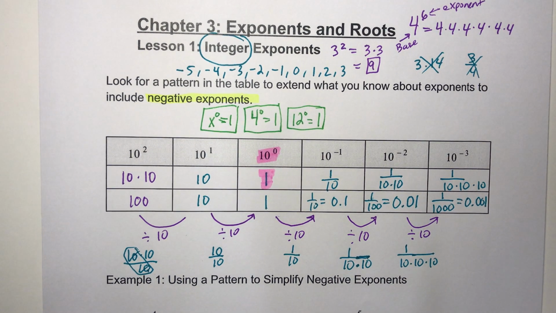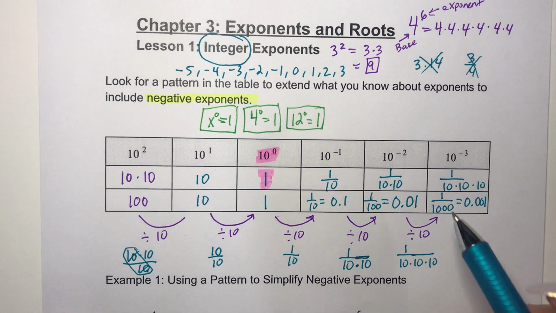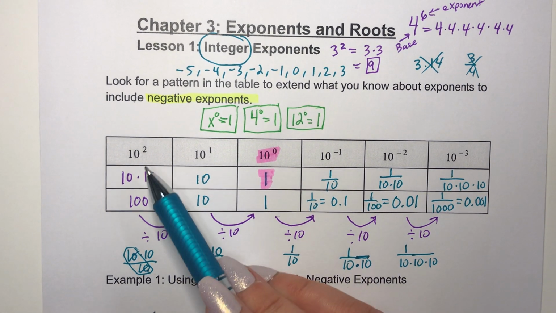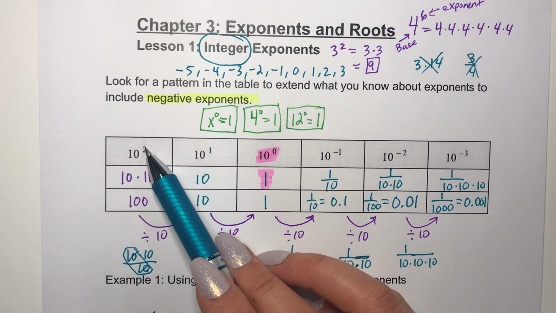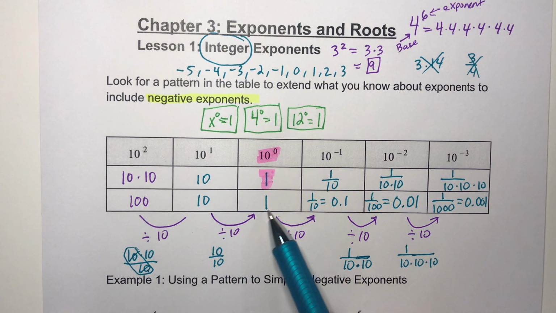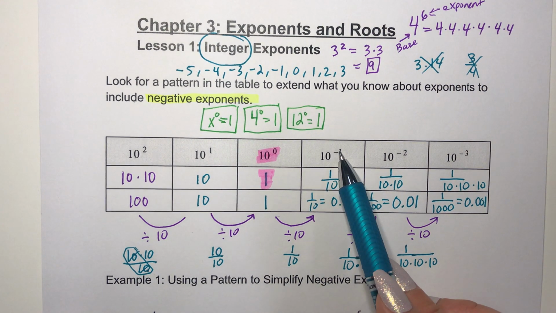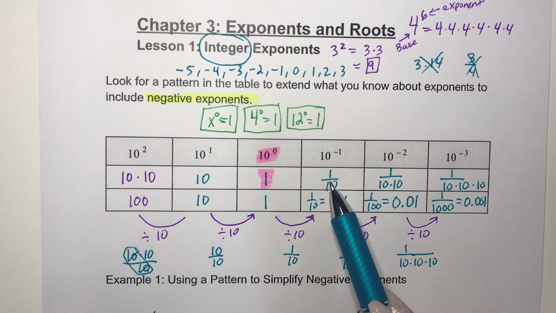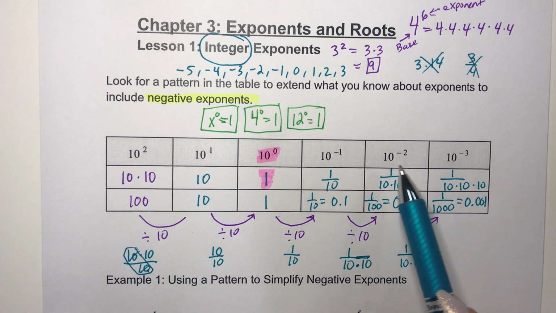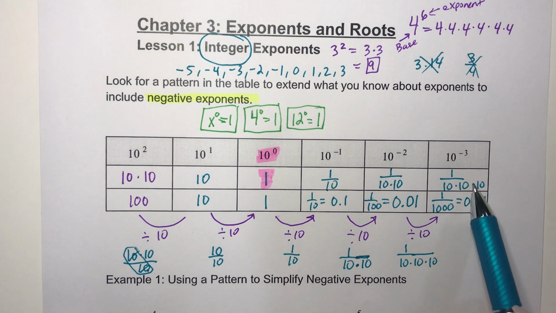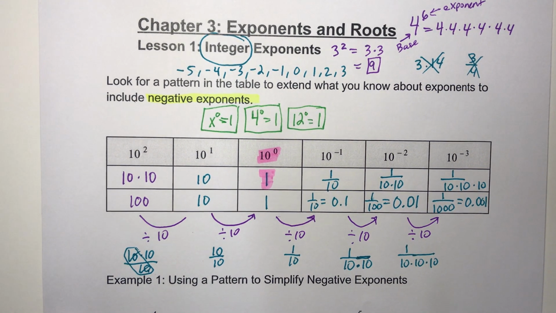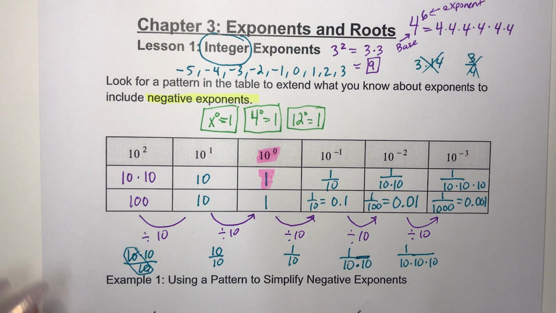So isn't this interesting? Do you guys see a pattern? Do you see what happens here? It seems that here, they were on the top, 10 squared, but as we kept dividing by 10 and dividing by 10, when it got to the negative exponent, that 10 went to the bottom. And then here there were 2 10s in the bottom, and then here there were 3 10s in the bottom. Do you guys see that pattern?